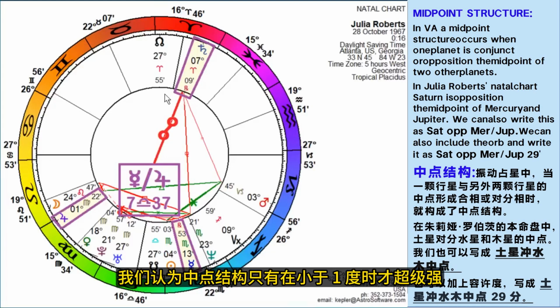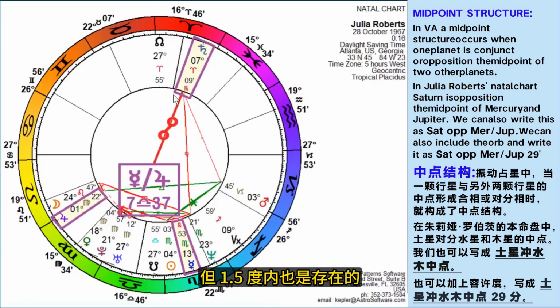and we don't think this midpoint structure is really super strong till you get under a degree. But it's there. It's definitely there to a degree and a half. And very, very subtle, it does extend beyond a degree and a half. But typically we're ignoring these very subtle impacts and just cut it off at a degree and a half. But actually I think it does extend beyond, but very, very weak.